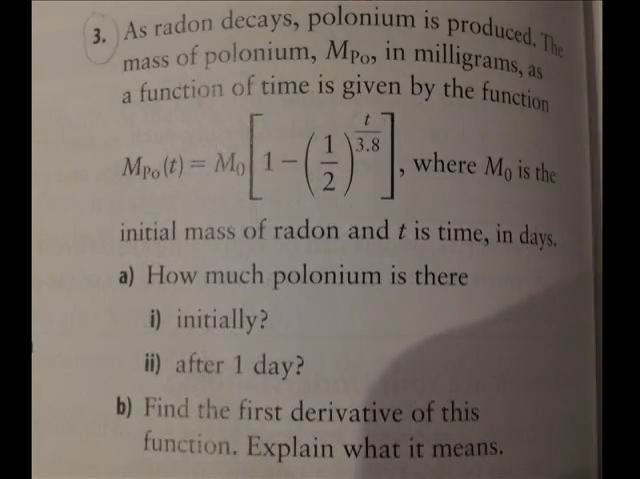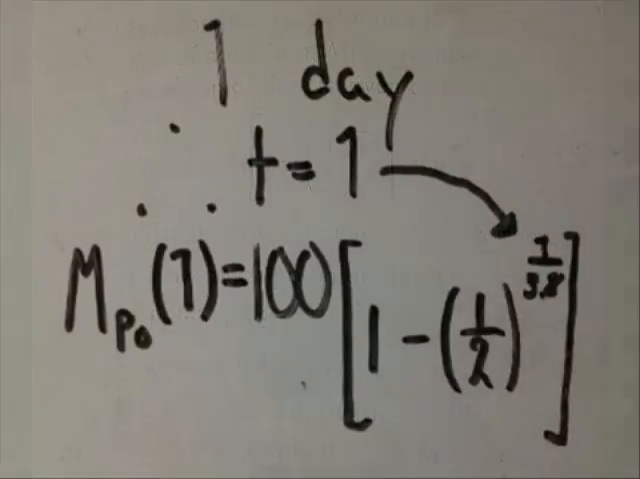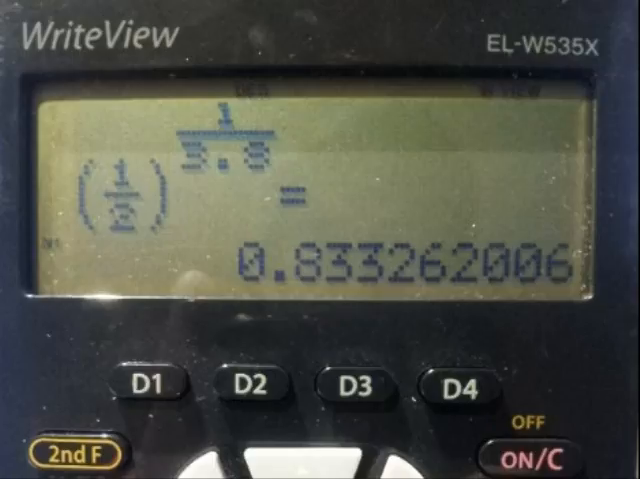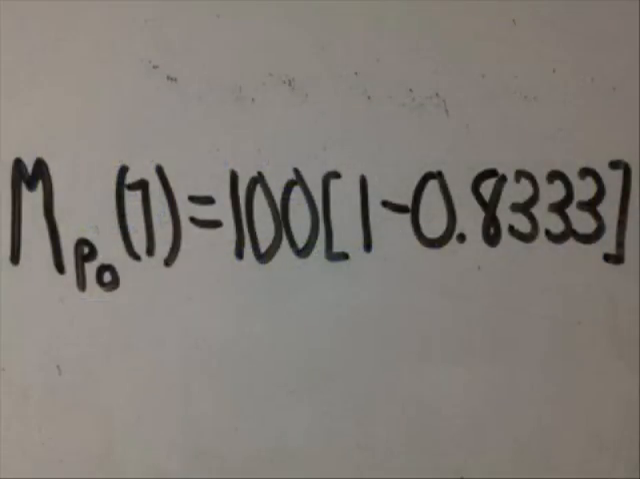Part 2 of A asks us how much polonium is there after 1 day. Just like in question 1, they provide us with the time, which is 1 day. We can plug in 1 as our t into our equation. We follow the rules of BEDMAS once again and solve for the exponent in the brackets first. We plug in (1/2)^(1/3.8) into our calculator and get a rounded answer of 0.8333. Our new equation is now M_Po(1) = 100(1 - 0.8333).